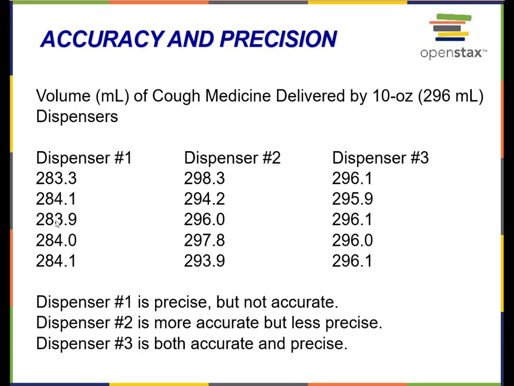These numbers are pretty close together, 4.1, 3.9, 4.0, 4.1. This one's kind of far off, but maybe it's an outlier. These ones are all grouped together pretty well. So I would say that we're getting the same number. These are precise numbers, but they're not right because it's supposed to be 296 mils. So this one's about 12 mils short. So it's precise but not accurate.